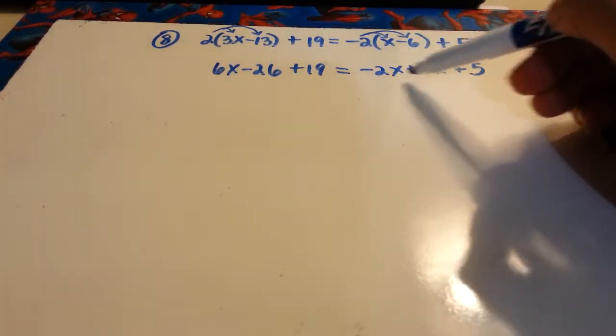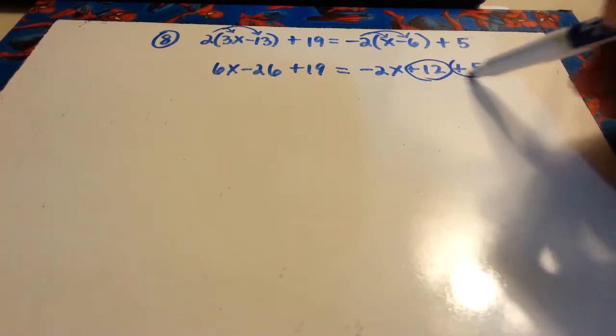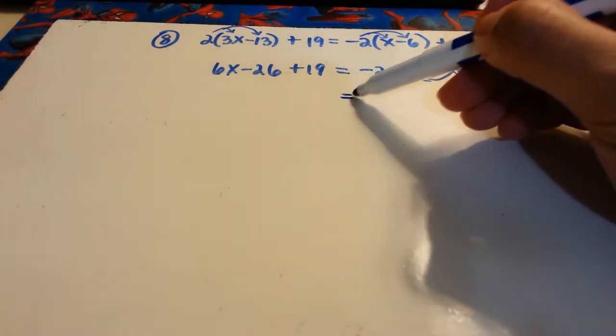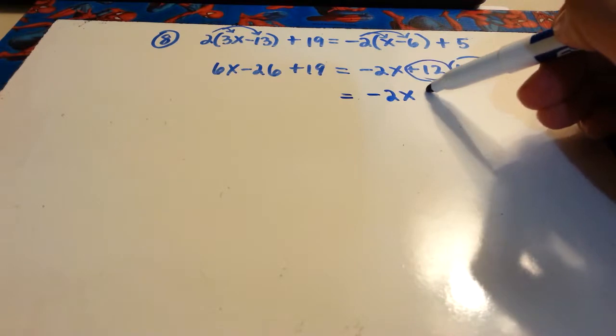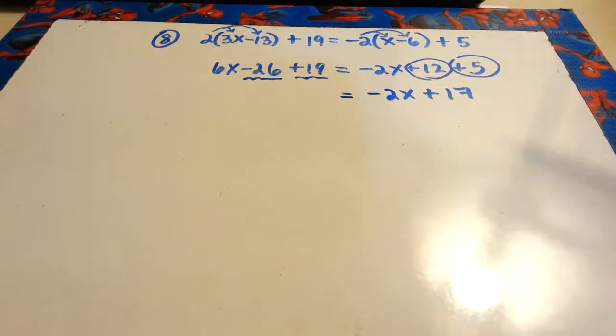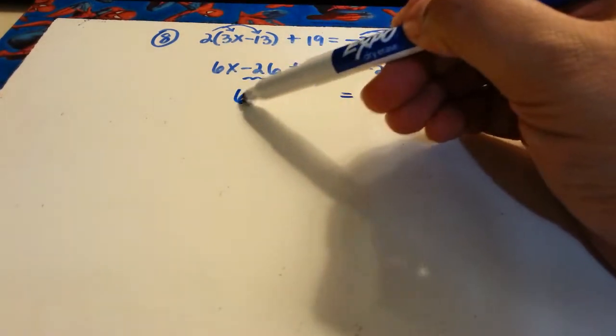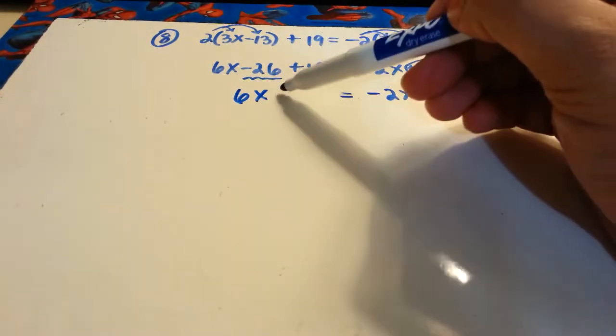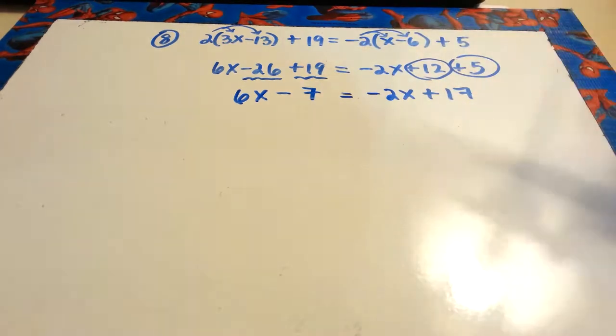And now we're going to combine like terms. And over here, this one and this one are like terms. So this becomes plus 17. And on this side, this one and this one are like terms. So we have 6x minus 7.